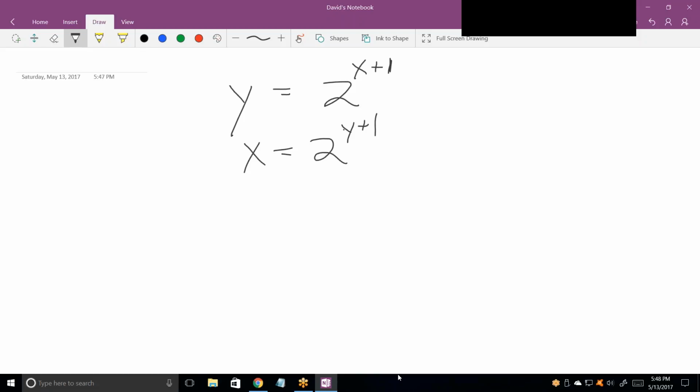Okay? Now, which log? I always use natural log. I'm going to take the natural log of both sides. There's lots of different logs you could take, but the natural log works just fine and just as easy as any other. Okay? So now what I've got is this.